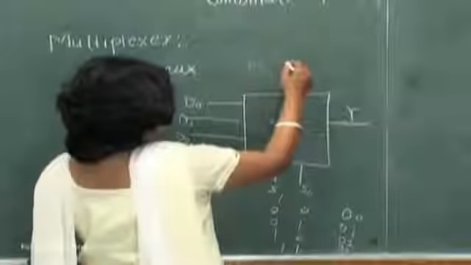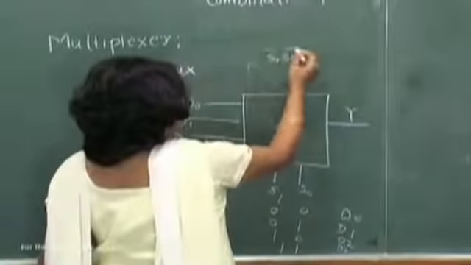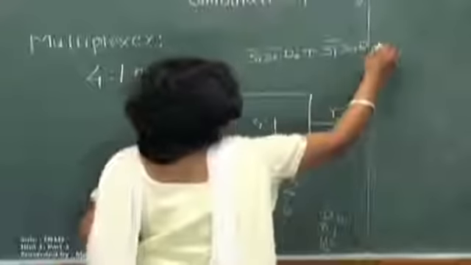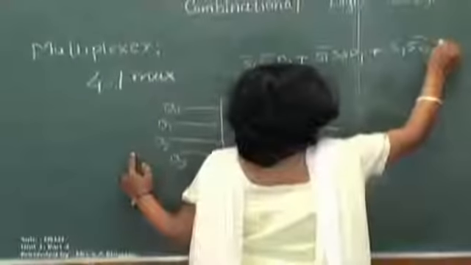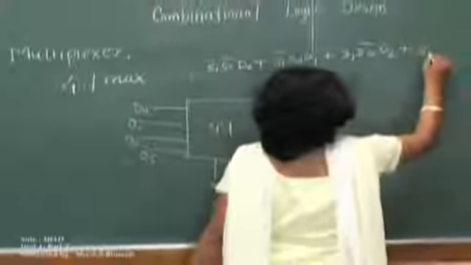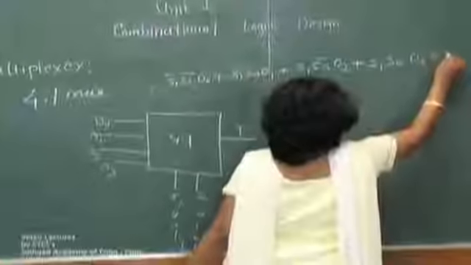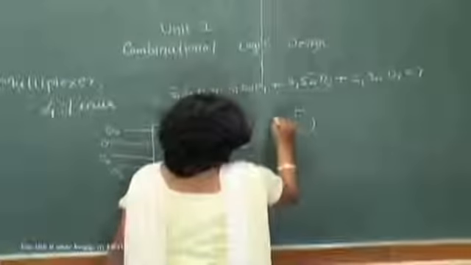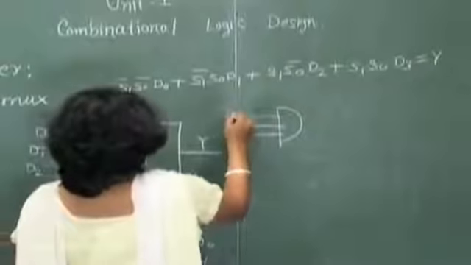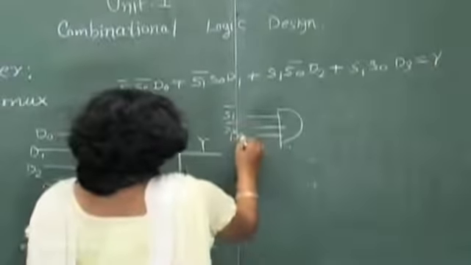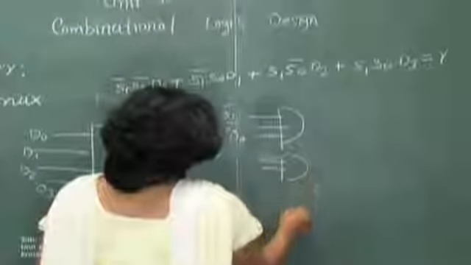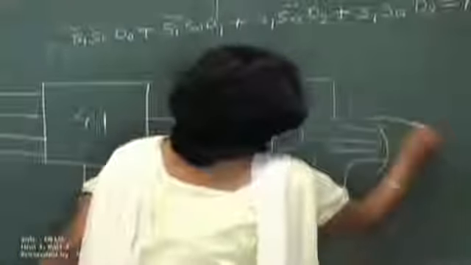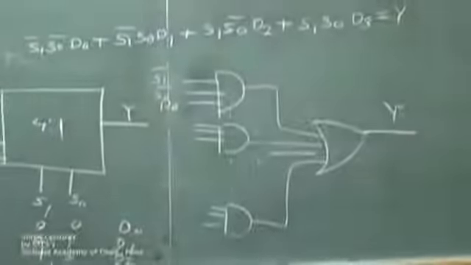The equation is written like this: S1 bar, S0 bar, D0 plus S1 bar, S0, D1 plus S1, S0 bar, D2 plus S1, S0, D3. This is the output of the multiplexer. It can be implemented using logic design with 3-input AND gates. The inputs will be S1, S0, S1 bar, S0 bar and D0. Similarly, one more gate, and this is how 4 gates can be used, whose outputs are given to a 4-input OR gate, and the final output is the output of the 4:1 mux.